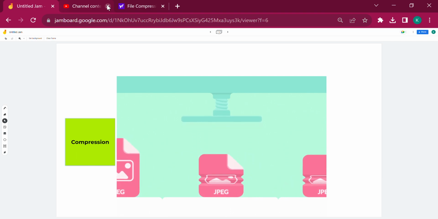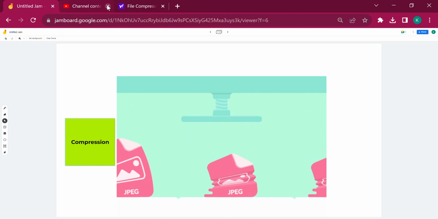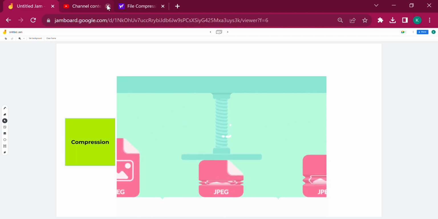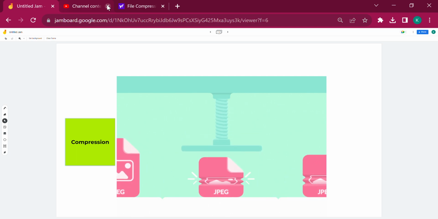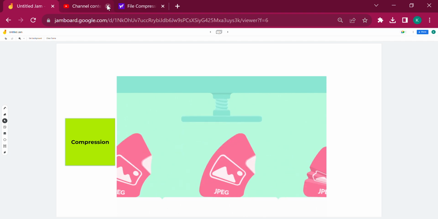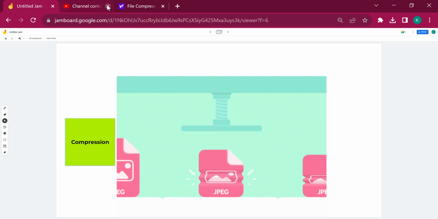Second reason: usually we need to upload our files over the internet or stream over the internet, so it takes less time for transferring data from or to the computer. The third reason we need compression is that it saves time in terms of processing. Computer processing time is saved when you are transferring a small sized file.